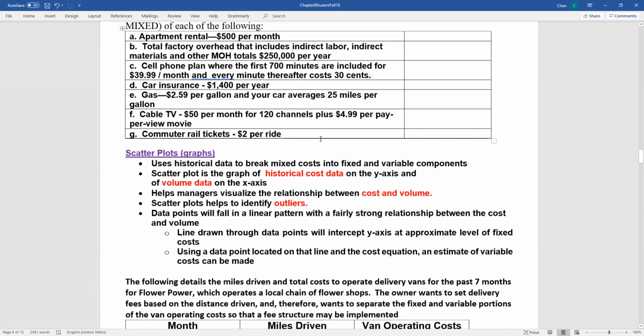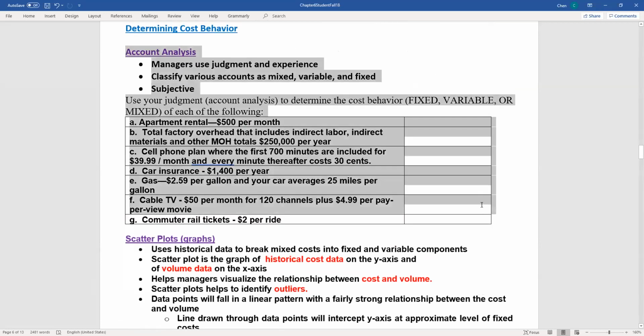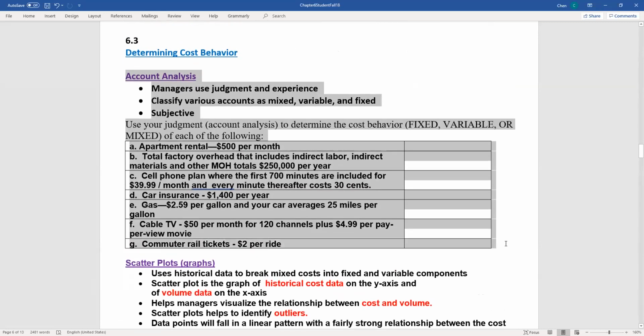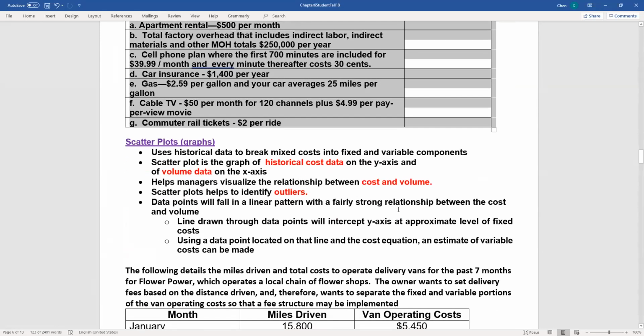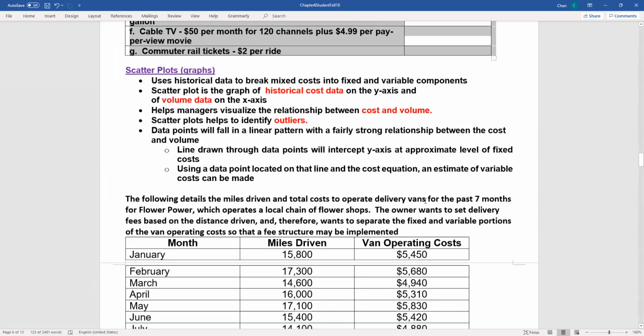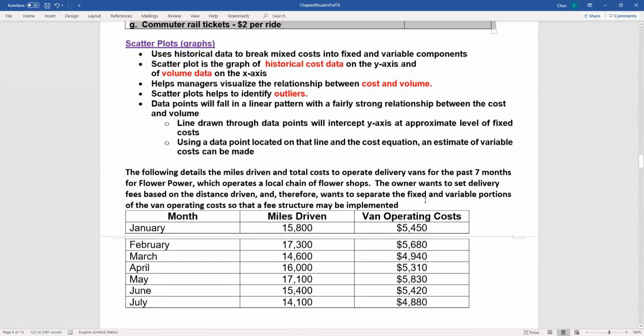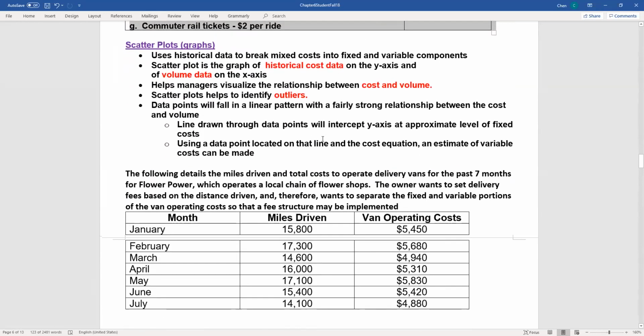The first one, okay, I'm gonna skip this example on fixed or variable cost. If you do that by yourself and wanna check your answers, just let me know. Okay. So we can do some examples for the techniques to figure out your cost function. We can do a scatter plot.